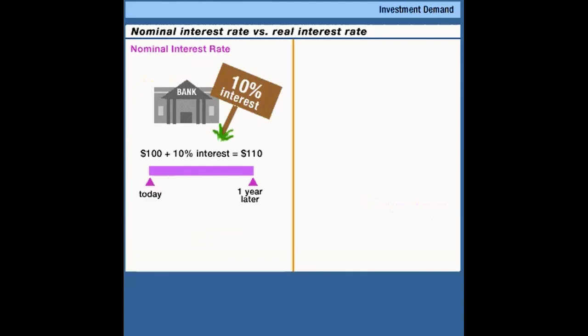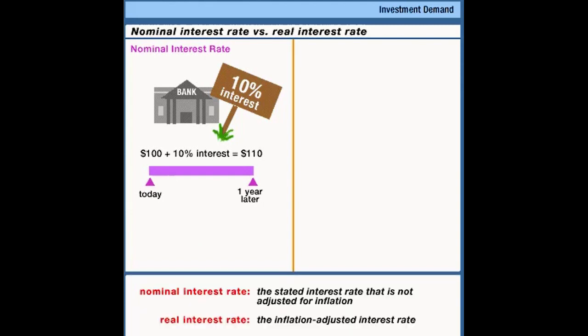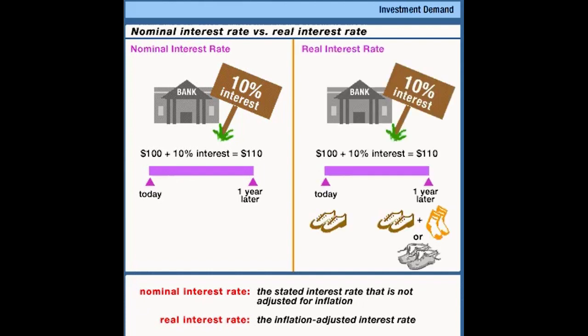They don't really care about what's on the sign. They care about their purchasing power. I care about this. I'm going to put in $100 in the bank today. That means I'm giving up a pair of shoes. I want to know next year when I take out $110, what can I buy with it? A pair of shoes and a cool pair of socks? Or maybe prices have gone up by so much that I can't even afford the shoes anymore. Maybe now I have to settle for something less. So the question is, what happens to my purchasing power?